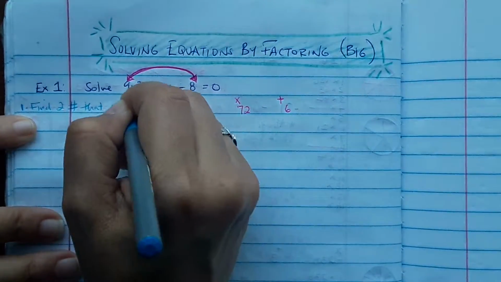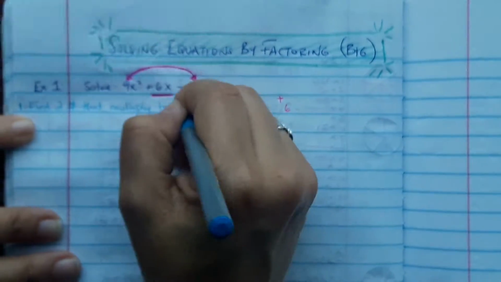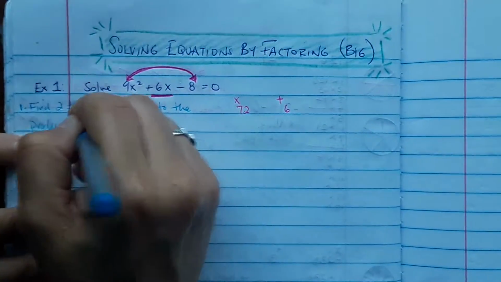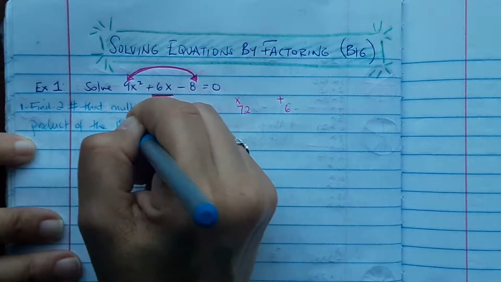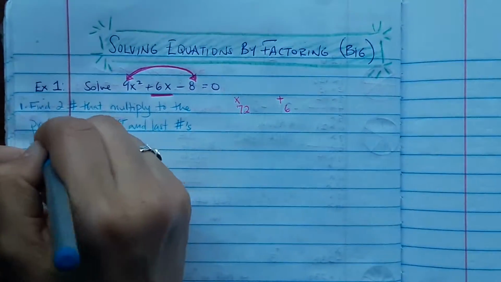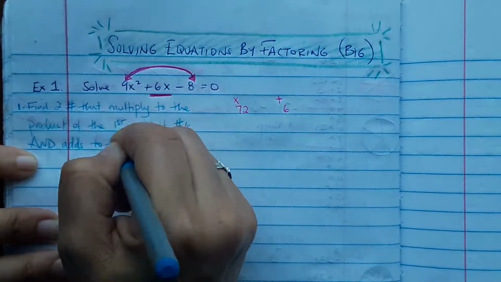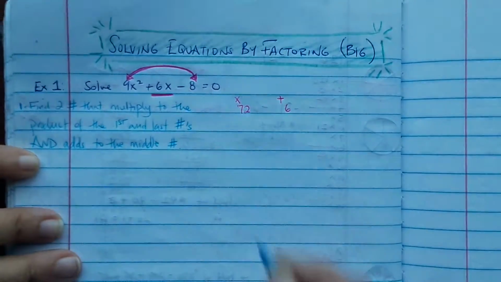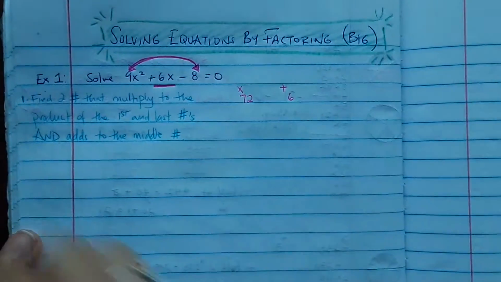Alright, so the first step is find two numbers that multiply to the product, which means, you know, when you multiply the 9 and the negative 8, of the first and the last number, and adds to the middle number. This is a listening check. Color in example 1.